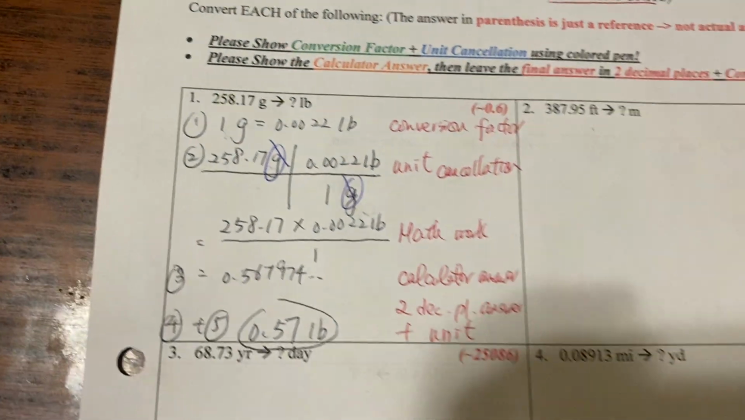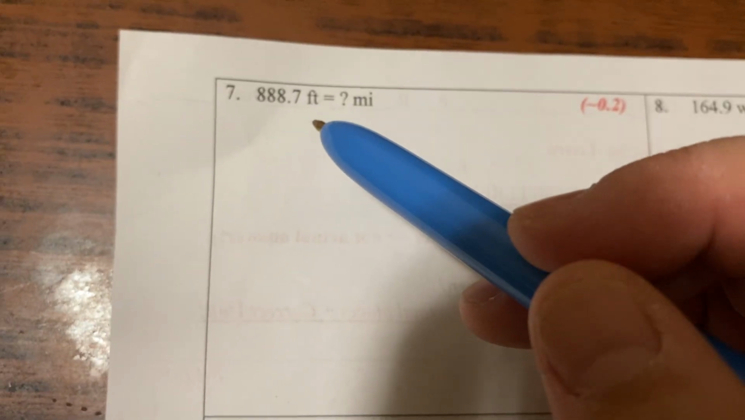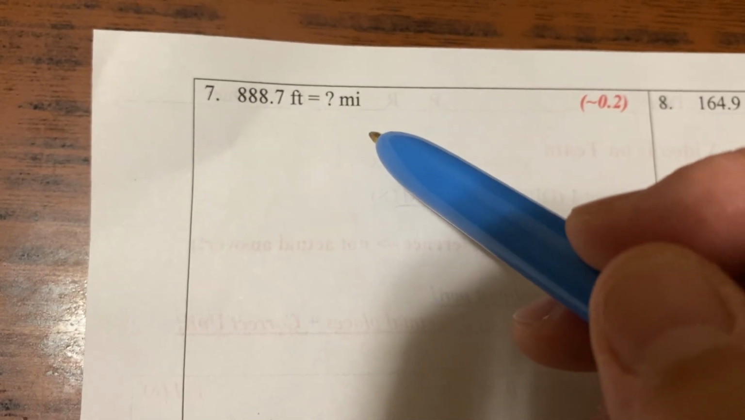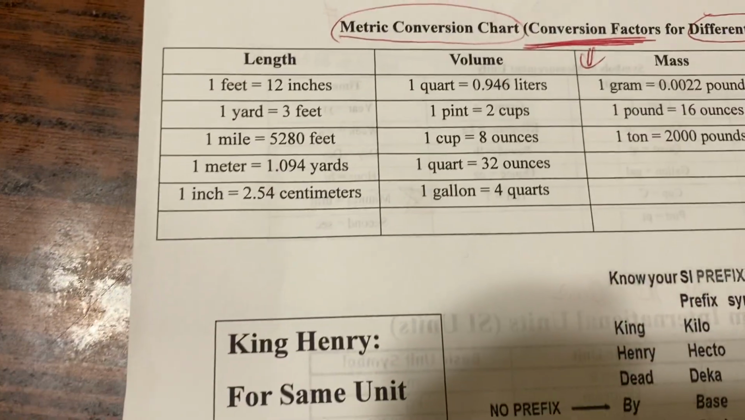And that's it for page 1. All right? So let me go to the other side. I'm going to show you number 7. So number 7 is 8.7 feet should be question mark MI. So be careful right here on the chart.